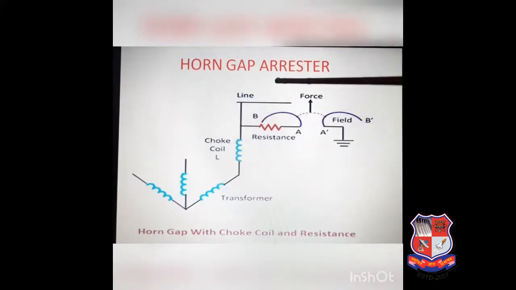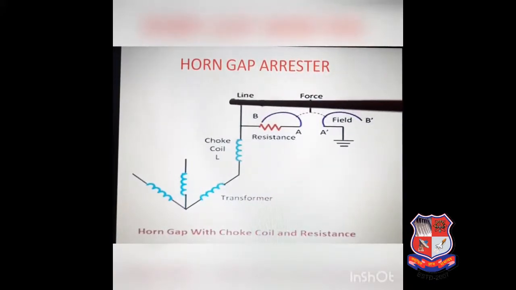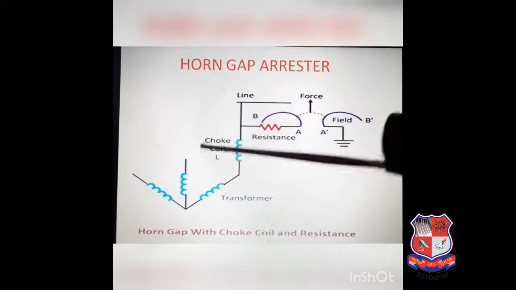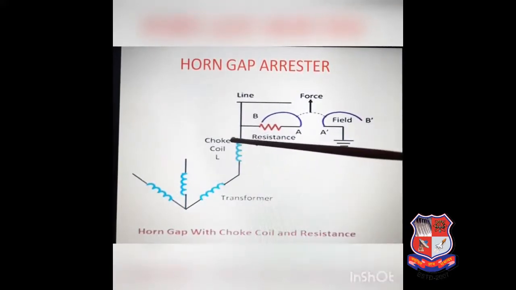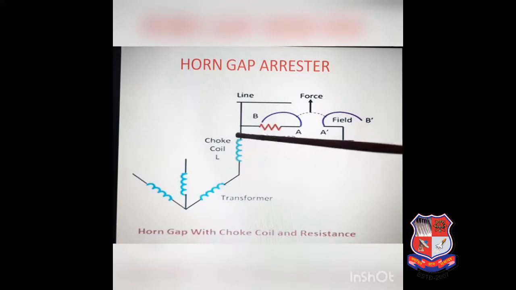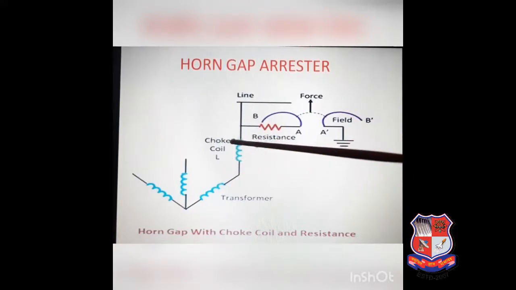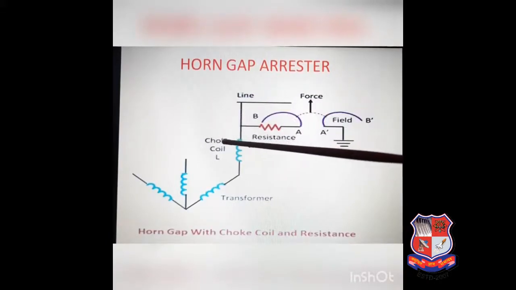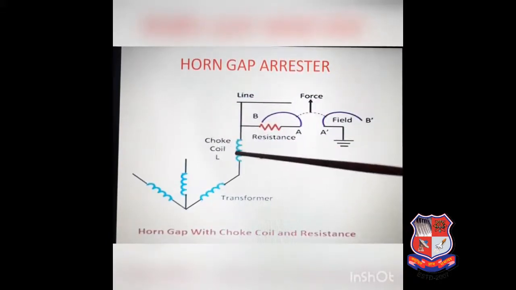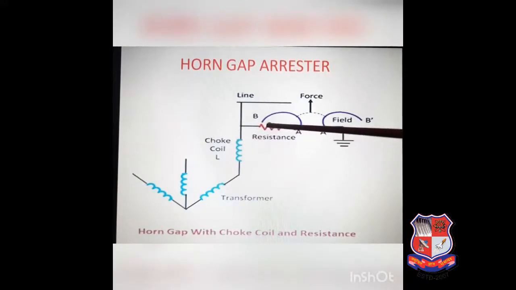But what happens when there is a high voltage surge condition? At that time, this choke coil will not allow the high voltage to pass through to the equipment. It will offer high reactance due to the high frequency of the surge. So it will divert the path, and that voltage will appear across this resistance. The voltage difference between A and A dash is such that it breaks the gap.